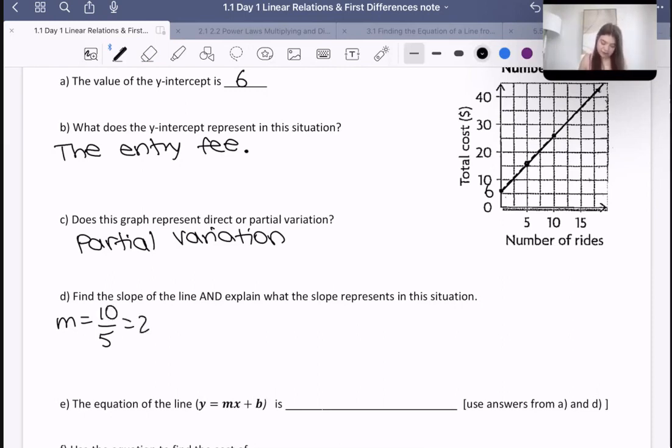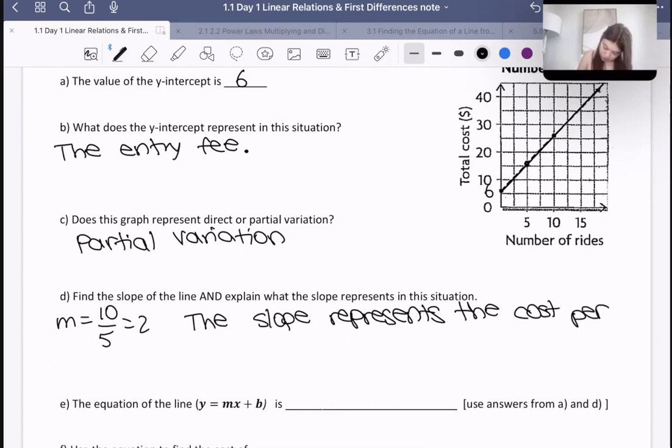And what does it represent? Well, this represents the cost per ride, right? It costs $2 for every ride. So $6 just to get in, assuming I'm reading this graph correctly, and then $2 per ride we go on. So we found the slope. We said it was 2. And explain what the slope represents: the slope represents the cost per ride. So it looks like it's $6 just to go plus $2 per ride.